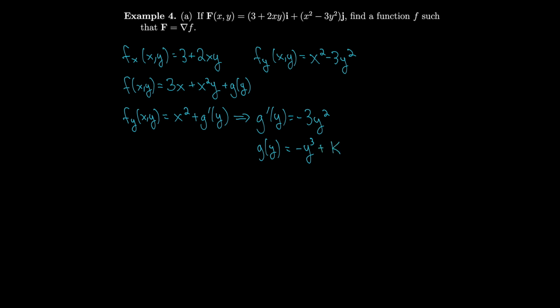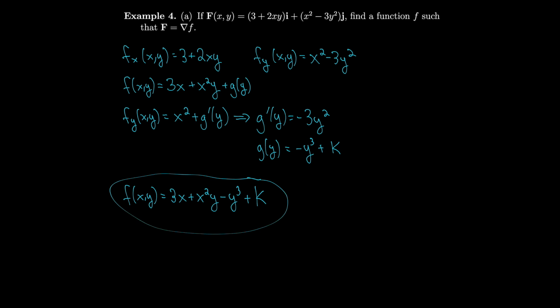There's no way that it could be a function of x at this point, because this thing was a function of y to begin with. So I think we're pretty much good now. We have our potential function f of x y equal to 3x plus x squared y plus our function of y we figured out, which is minus y cubed plus k, for some constant k. And you could test this. You could take the partial derivatives and you could form the gradient of this thing, and you would see the gradient is actually equal to this vector field right over here.